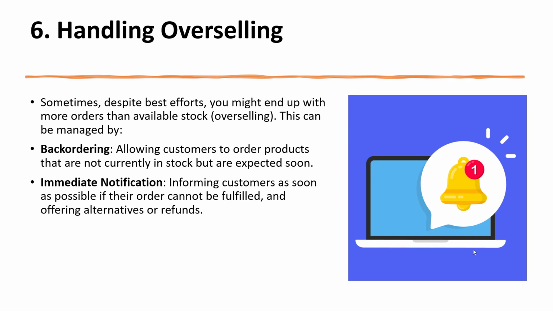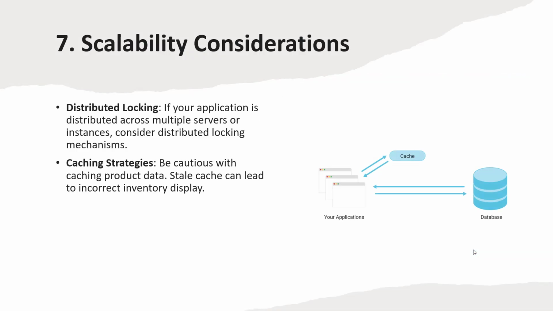And number 6 is handling overselling. Sometimes despite best efforts, you might end up with more orders than available stock. This can be managed by back ordering, allowing customers to order products that are not currently in stock but are expected soon. Immediate notification: inform customers as soon as possible if their order cannot be fulfilled, and offer alternatives or a refund. So you must use handling overselling for more productivity, or you can say more profits.